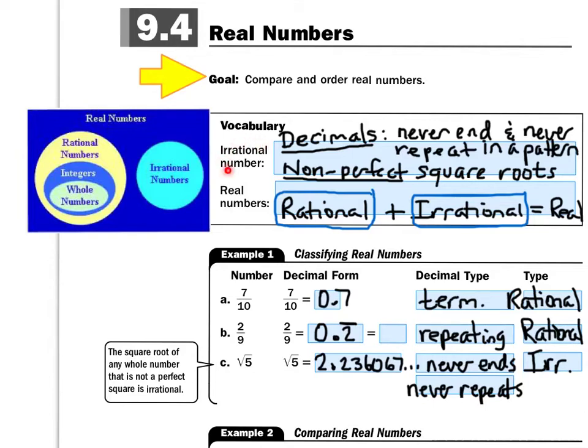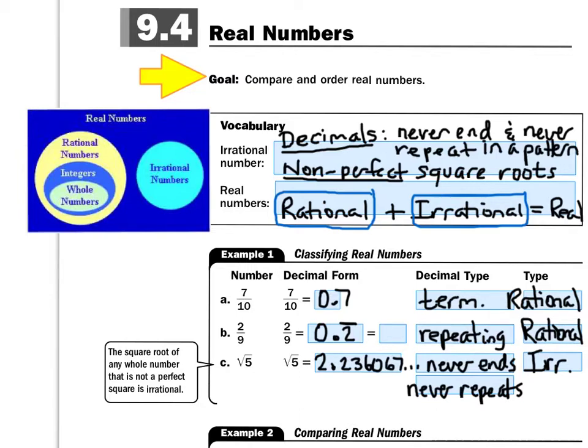And so look in the vocabulary. Irrational numbers can be decimals that never end and never repeat in a pattern, so you can't put the repetition bar over them. Or they're non-perfect square roots, the ones that we have to estimate. And then, of course, real numbers just means you take all of the rational plus all of the irrational numbers, and that's what makes real numbers.